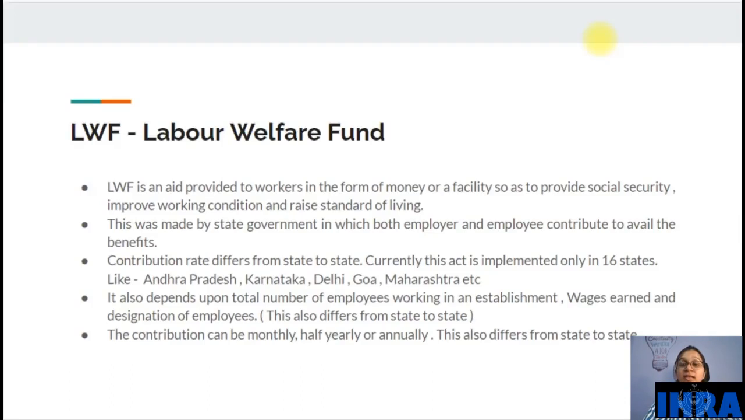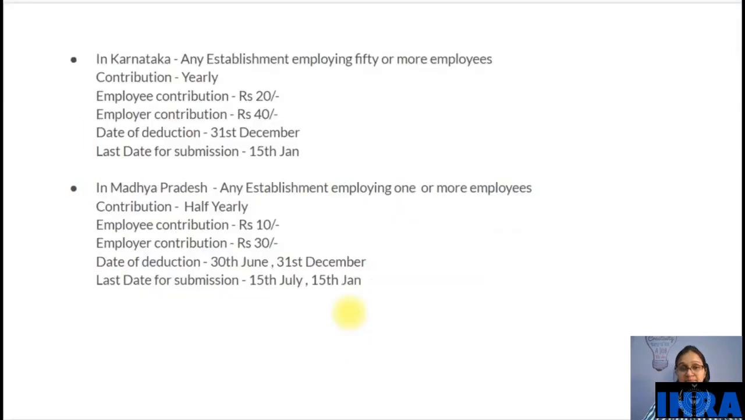Currently this is in only 16 states. Example: Andhra Pradesh, Karnataka, Delhi, Goa, Maharashtra. So I'll tell you the names of all the 16 states. If you want, you can just note it down. So it's Andhra Pradesh, Chandigarh, Chhattisgarh, Delhi, Goa, Gujarat, Haryana, Karnataka, Kerala, Madhya Pradesh, Maharashtra, Odisha, Punjab, Tamil Nadu, Telangana, West Bengal. So in all these 16 states and union territories, this labor welfare fund is implemented.